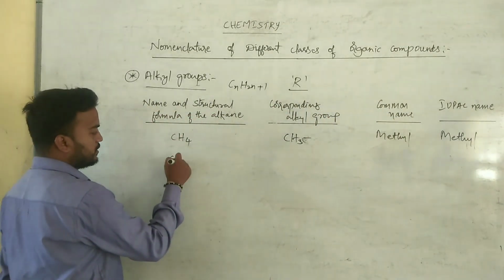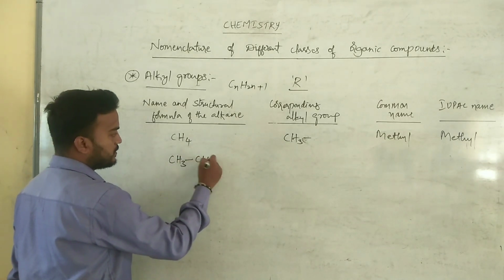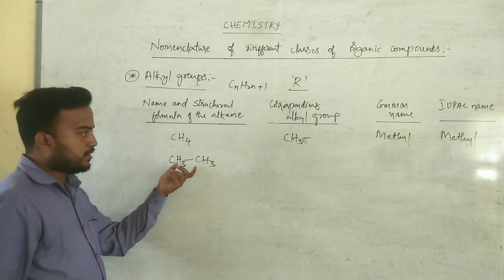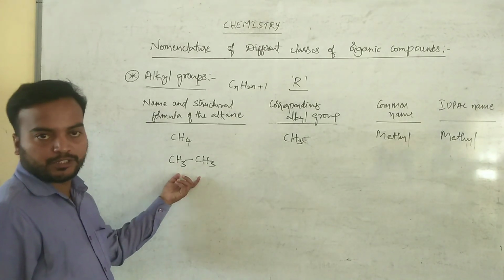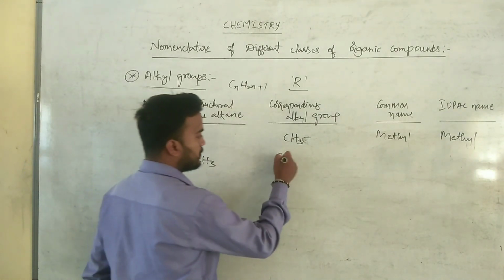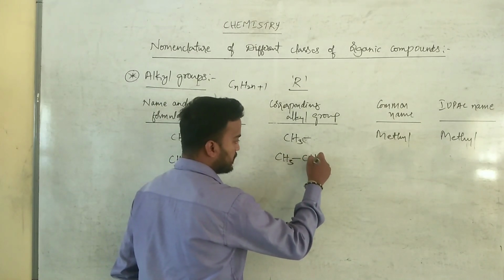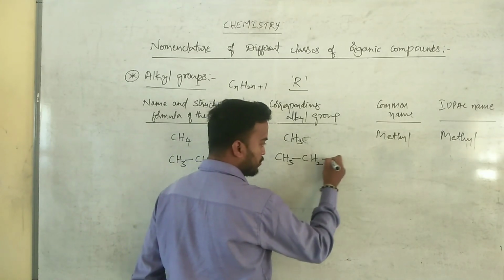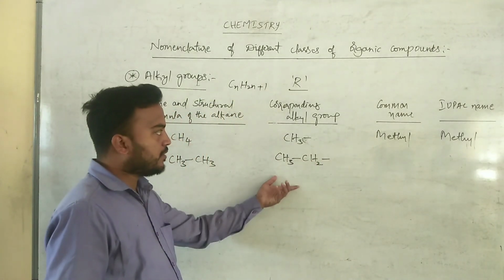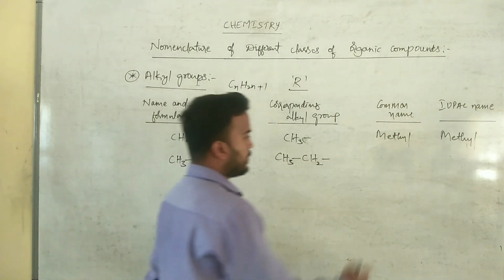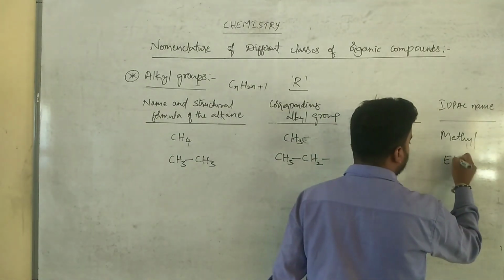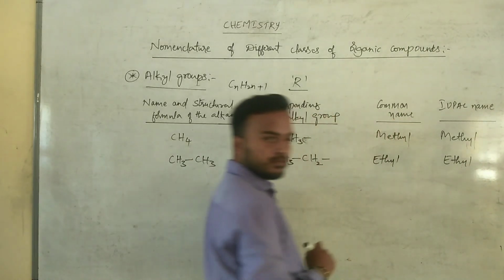Moving on to the next one. The second alkane is CH3CH3, which is ethane. Now we remove one hydrogen from this ethane. Removing one hydrogen from one of the CH3 groups makes it CH2. The common name is ethyl, and the IUPAC name is the same as the common name.